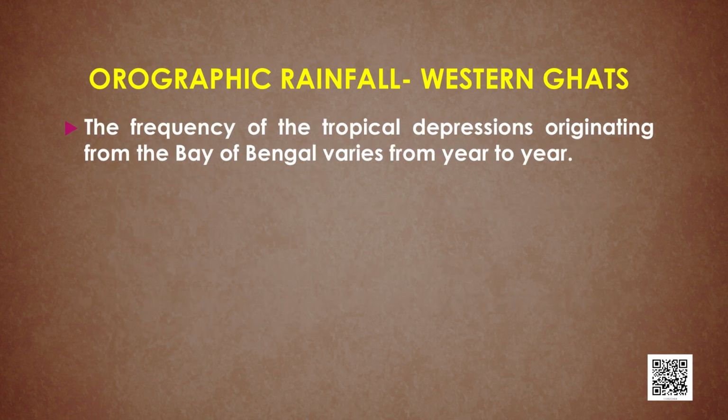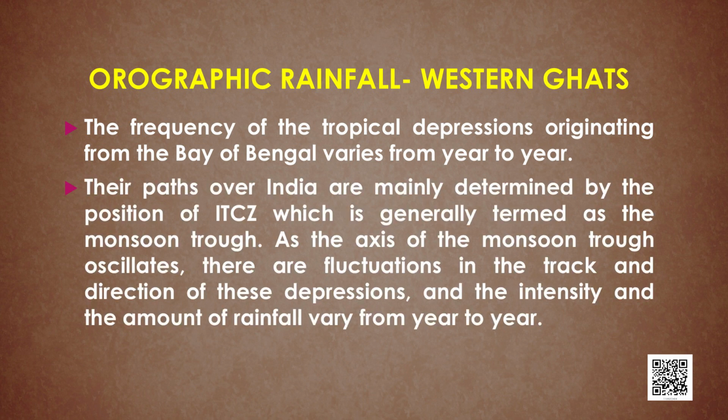The frequency of the tropical depressions originating from the Bay of Bengal varies from year to year. Their path over India is mainly determined by the position of the ITCZ, which is generally termed the monsoon trough, because this is the low pressure area which attracts the reversal of the trade winds. As the axis of the monsoon trough oscillates, there are fluctuations in the track and direction of these depressions. That means the monsoons are not regular and the amount of rainfall also varies from year to year.